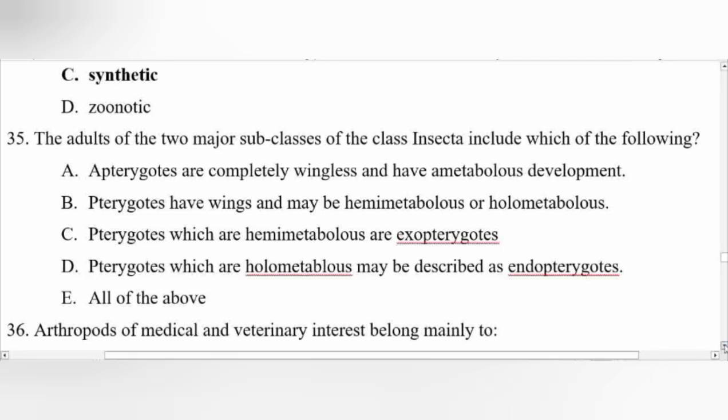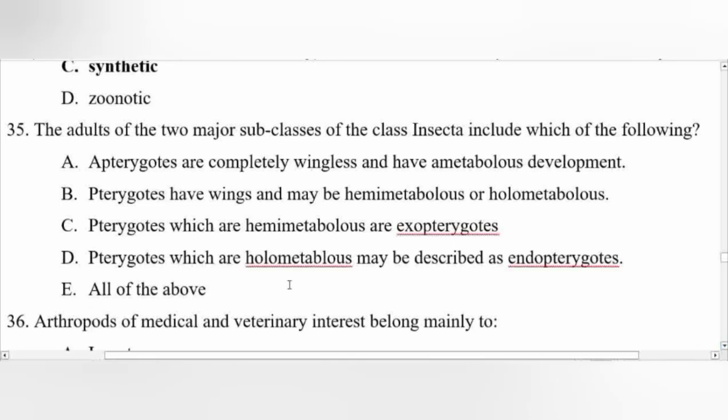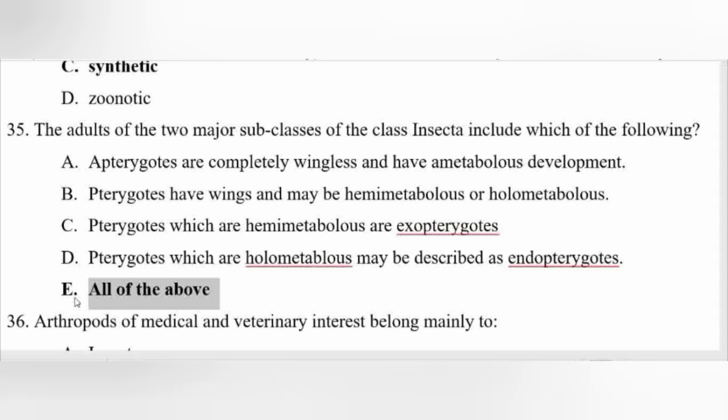So what is our option here? Our best option should be all of the above. What is our explanation for that one? Okay, it is true that apterygotes are completely wingless. Apterygote means absent wing. So they don't have wings, and they also don't undergo metamorphosis, and that is why we say they are ametabolous in their development. Then B, pterygotes have wings and may be hemimetabolous or holometabolous.